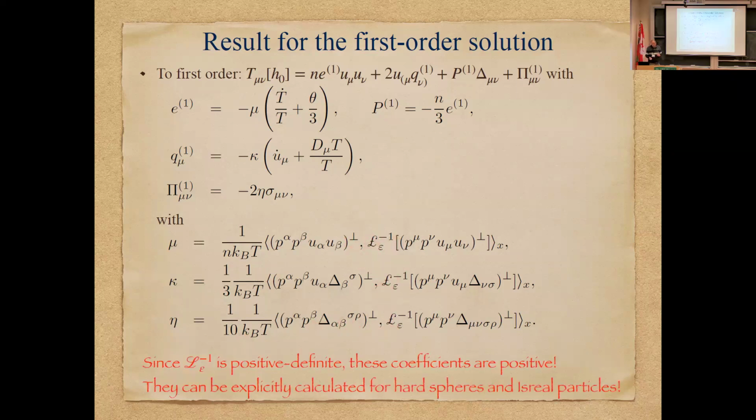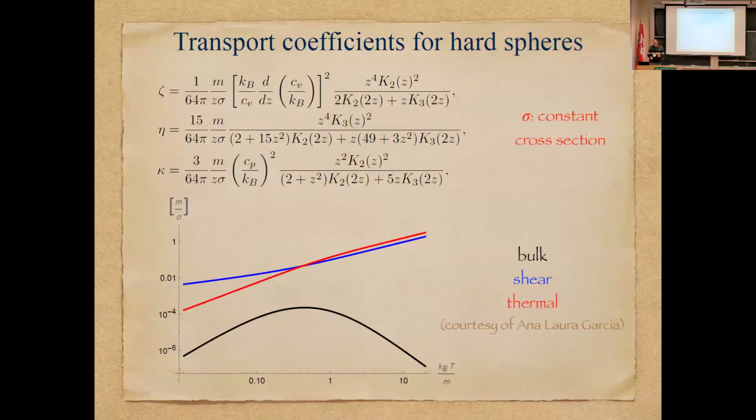In some cases, you can even compute this explicitly. Here I give you an example of the transport coefficients for hard spheres, which is when the differential cross section is constant. Then you can compute the bulk viscosity, shear viscosity, and thermal conductivity in terms of modified Bessel functions, and we can plot them with respect to the temperature, courtesy of my colleague Ana Laura Garcia.